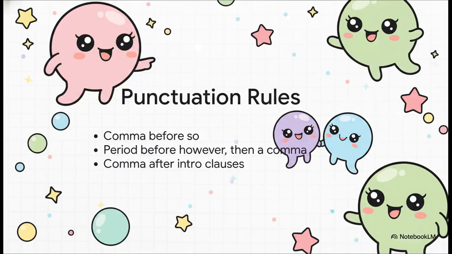So, your big takeaway is to master these three strict rules. Number 1, when you're using so to connect two independent clauses, that comma always goes right before the word so. Number 2, when you use words like however or therefore to transition between complete thoughts, you hit it with a period first, start the word, and follow it immediately with a comma. And number 3, which we just saw, always use a comma after an introductory reason clause.